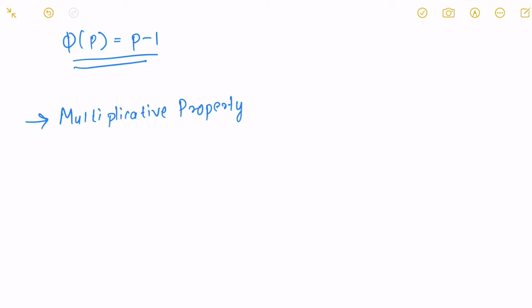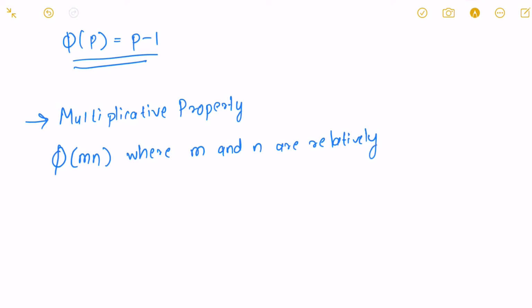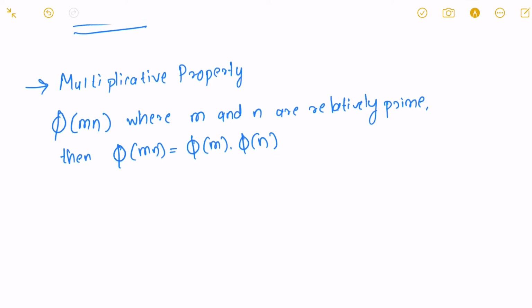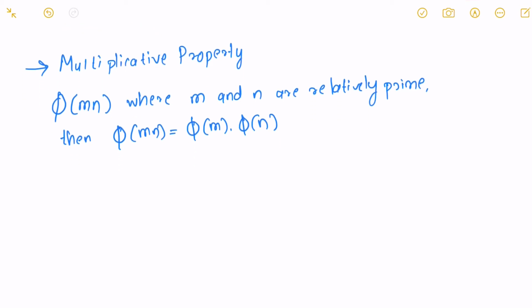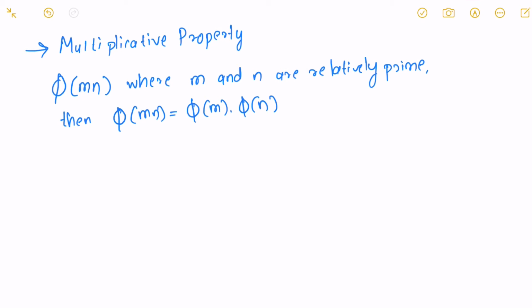What that means is that if we want to calculate phi of m times n, where m and n are relatively prime, then phi of mn can be written as phi of m times phi of n. So this is the basic definition of a multiplicative function, where the base case, phi of 1, will be 1, and then if a and b, or say m and n, are relatively prime, then phi of m times n is equal to phi of m times phi of n.